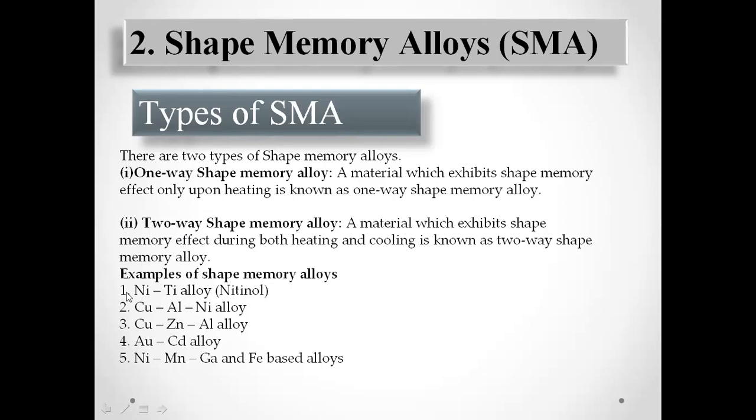Here I have given examples of different shape memory alloys. Nickel titanium alloy is one of the well-known, well-studied, excellent shape memory alloys. In your syllabus, they have given this as a separate topic because it is such an important shape memory alloy. Another one is copper, aluminum, nickel, and then copper, zinc, aluminum. In all of these, they have mixed two or three different metals to prepare an alloy with shape memory.